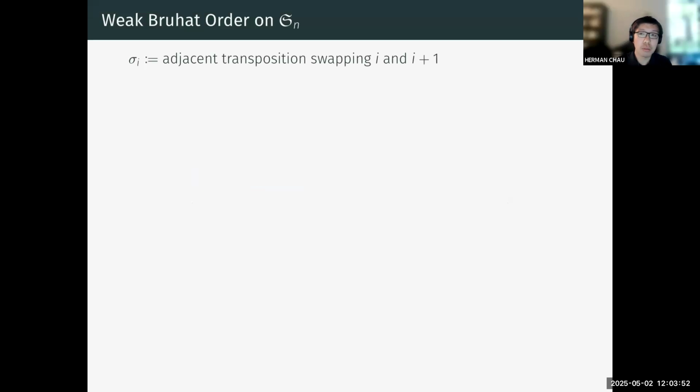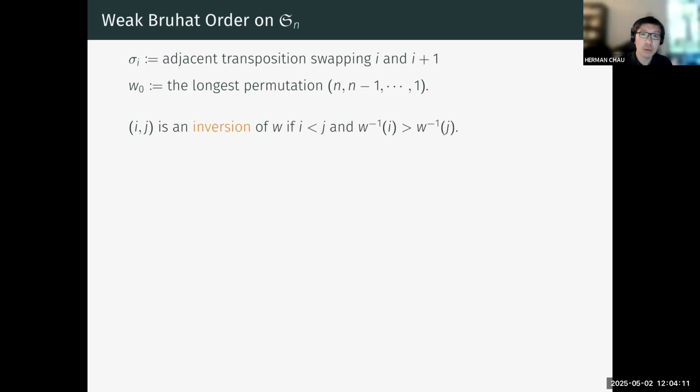We'll start off with something people are probably more familiar with, which is the weak Bruhat order on the symmetric group S_n. I'll use sigma_i to denote the adjacent transposition where we swap the numbers i and i+1, and w_0 will denote the longest permutation, the one that flips all the numbers from 1 through n. Our definition of inversion: (i, j) is an inversion if i is less than j but w inverse of i is greater than w inverse of j. So this is inversion on the values, not the positions.